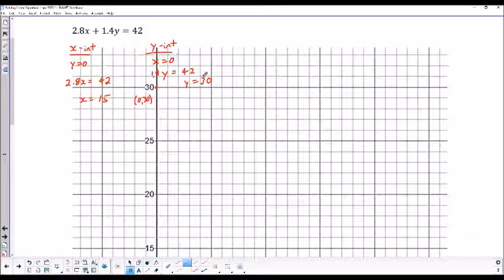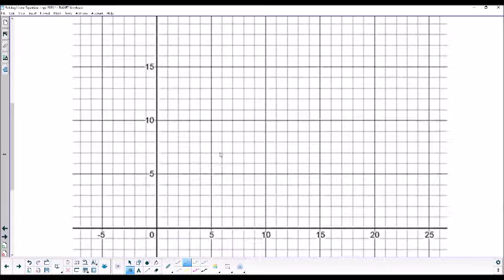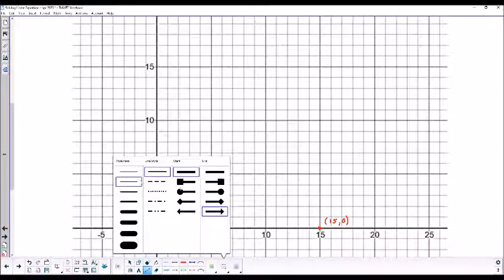And this is that point right there, 0, 30, because x is 0 and y is 30. And for the x-intercept, we know it's 15 and 0. So I'll go down here and plot that point at 15 and 0. Once I have those two points, I can join them with a line, with the arrowheads going on the ends.